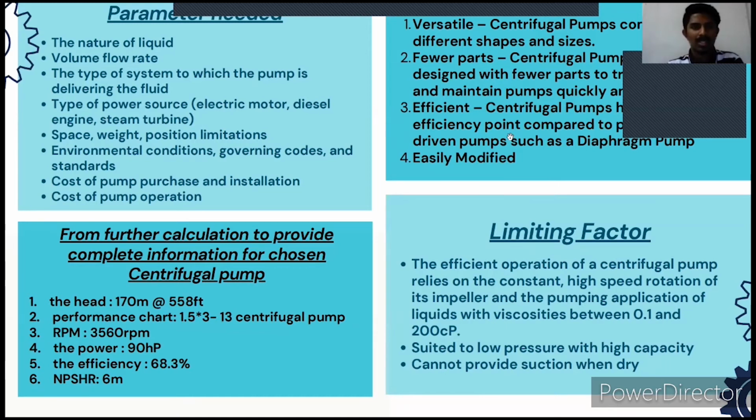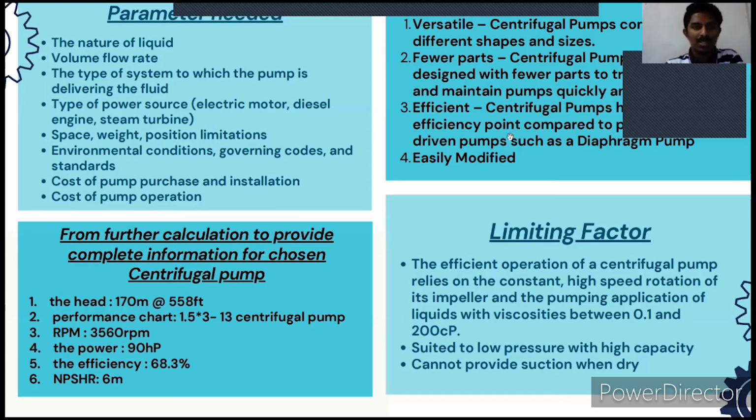So the first limiting factor is that the efficient operation of a centrifugal pump only relies on the constant high-speed rotation of its impeller, and the pumping application of liquids with viscosities must be between 0.1 and 200 cp. By the way, with high viscosity feeds, centrifugal pumps become increasingly inefficient, so there will be greater resistance and a higher pressure is needed to maintain a specific flow rate. But in our project, the component used, which is methanol, has low viscosity. The viscosity of methanol at 25 degrees Celsius is just 0.543 Pascal second, which is considered very low viscous. Thus, it enables the pump to run with high speed and rotation.